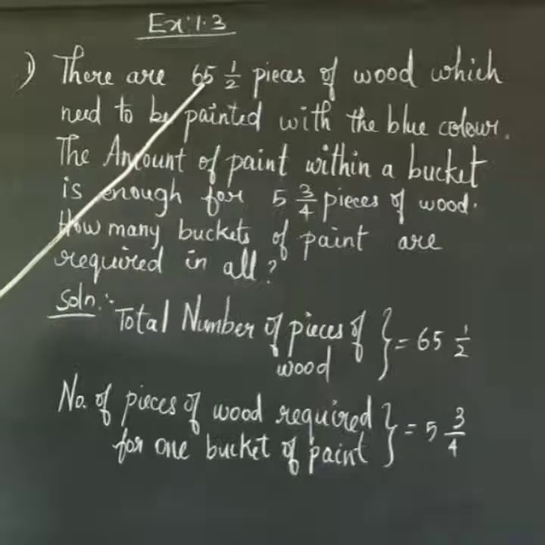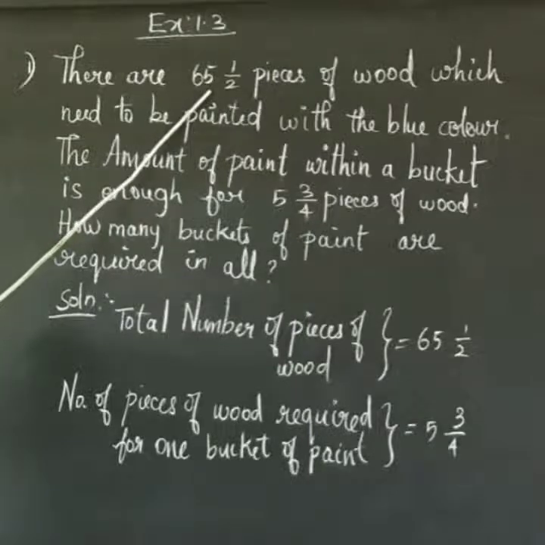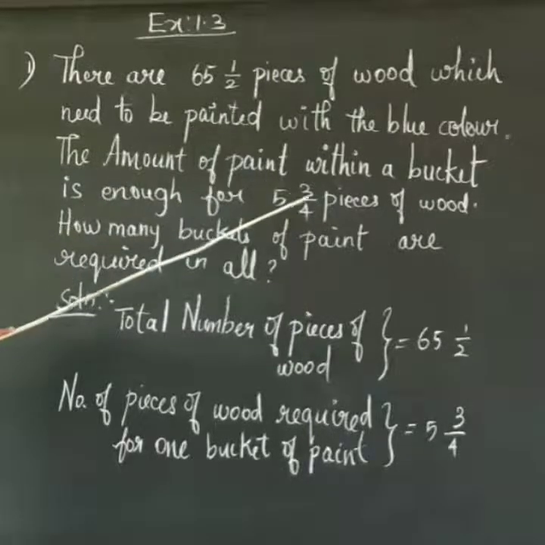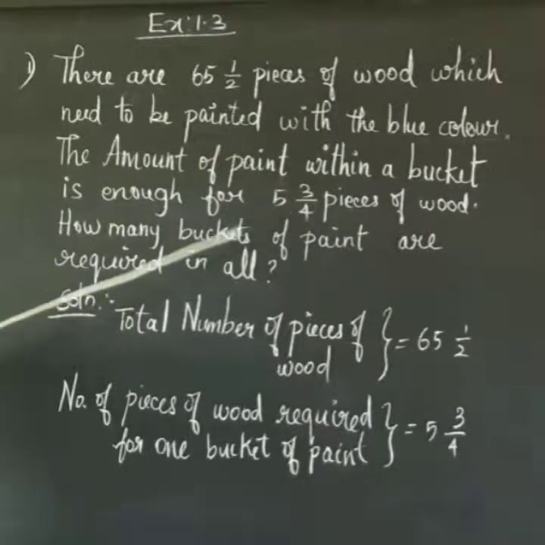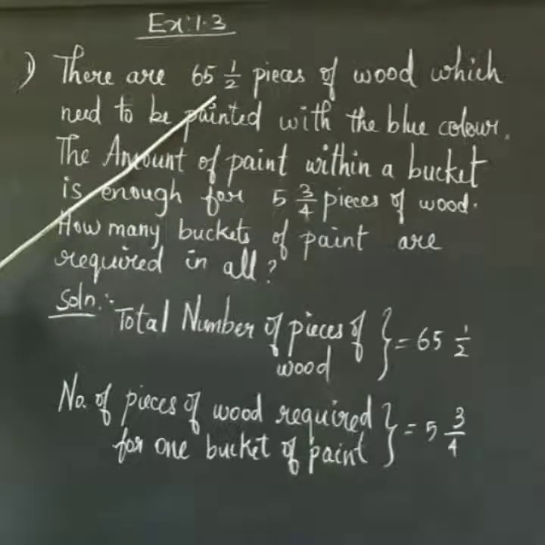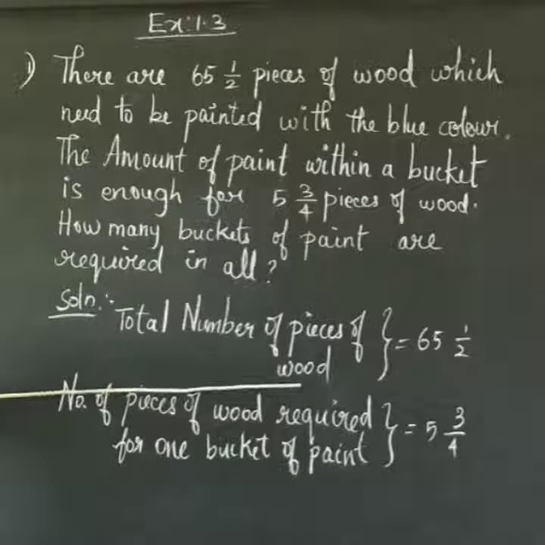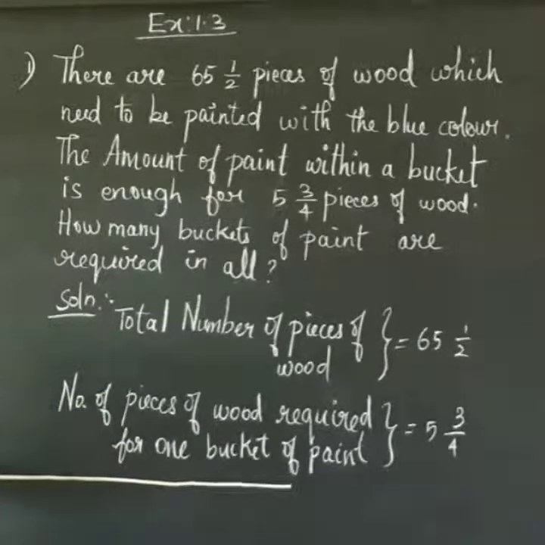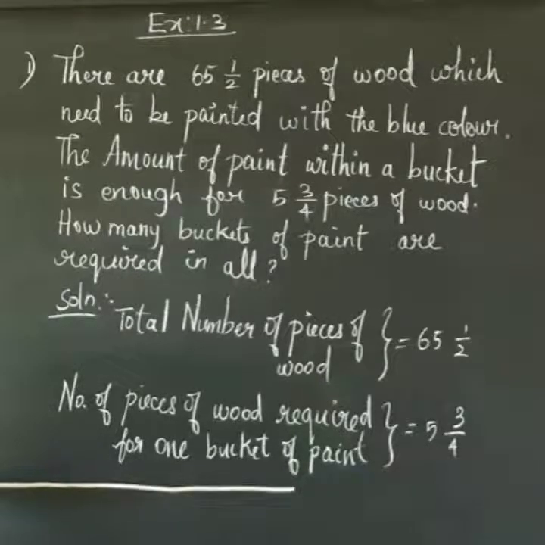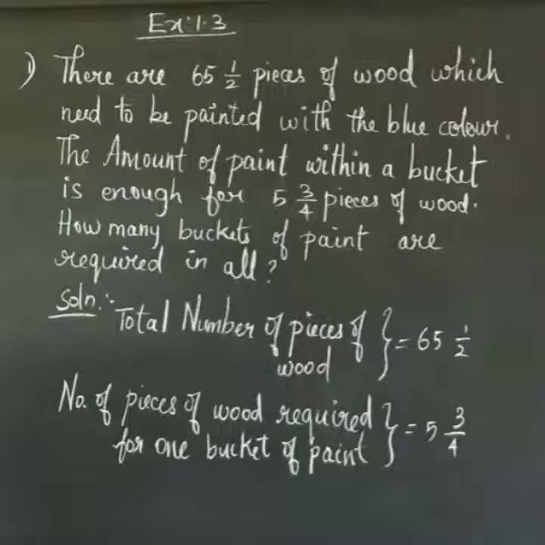What is your total number of pieces? 65 1 by 2. So, 1 bucket is required to paint 5 3 by 4 pieces of wood. Then how many buckets are required to paint 65 1 by 2? That is your quotient. So, write the given. The total number of pieces of wood is given, and the number of pieces of wood required for 1 bucket of paint. So these two are given. You have to find how many buckets for all. All means this 65 1 by 2.